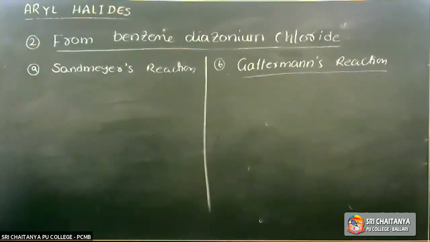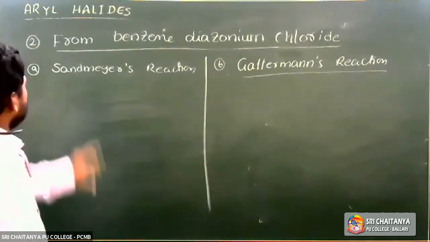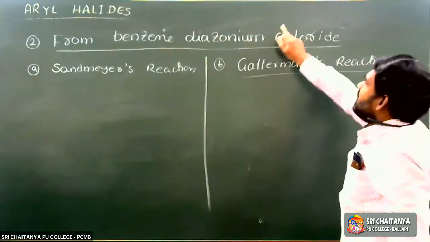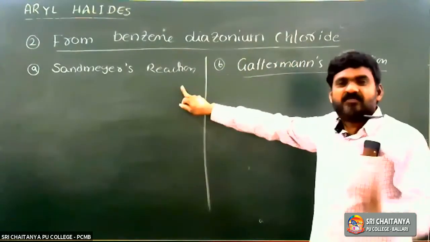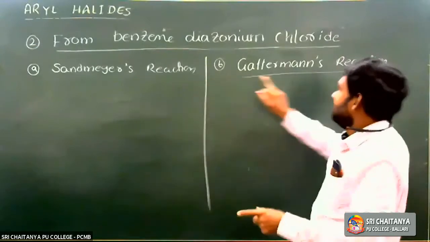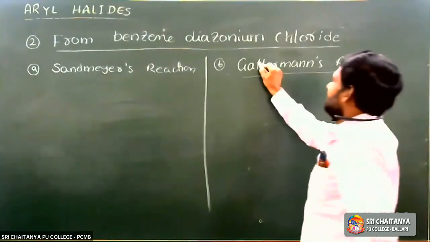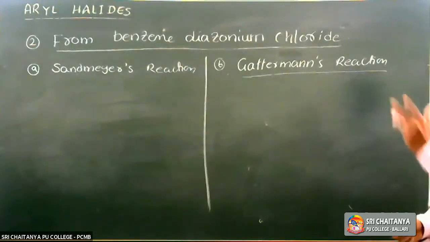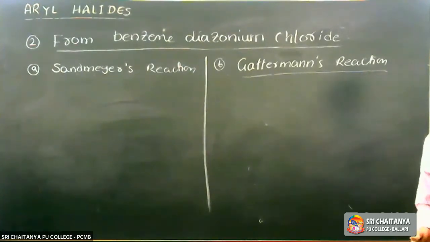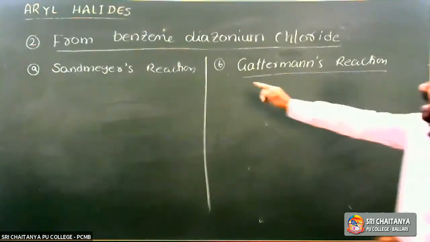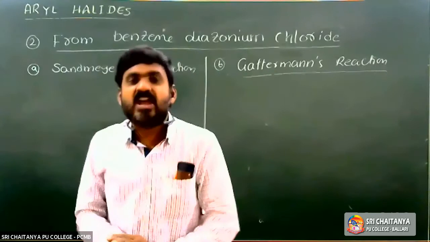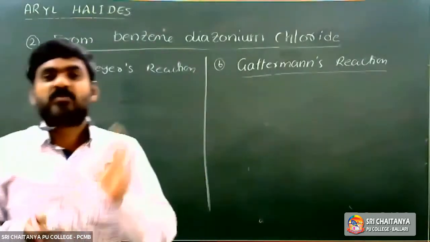So Gattermann reaction, next to Sandmeyer reaction. From benzene diazonium chloride, aryl halides are prepared by two methods. First method is called Sandmeyer reaction. Second one is Gattermann reaction. Named reactions are very important. Okay. So Gattenberg process, Swarts reaction, Finkelstein reaction. Next, it is the Sandmeyer reaction. Second one, Gattermann reaction. Sandmeyer reaction is used in the preparation of haloarenes from benzene diazonium chloride.